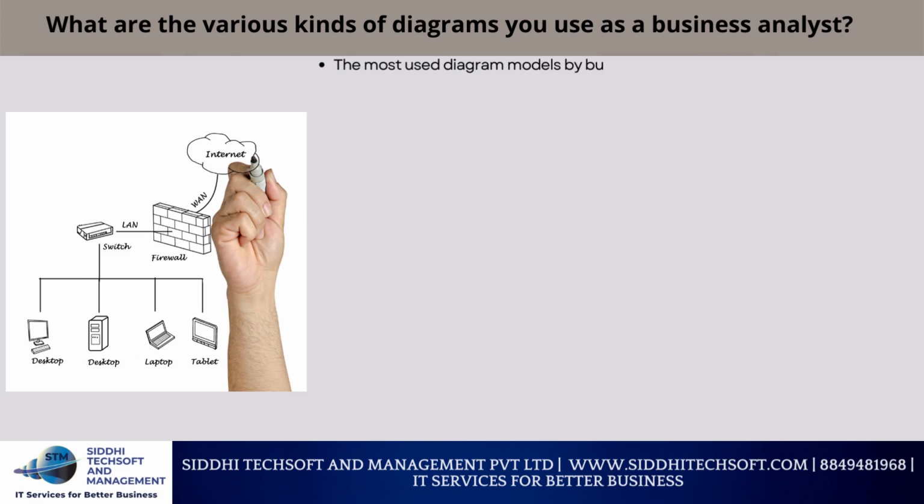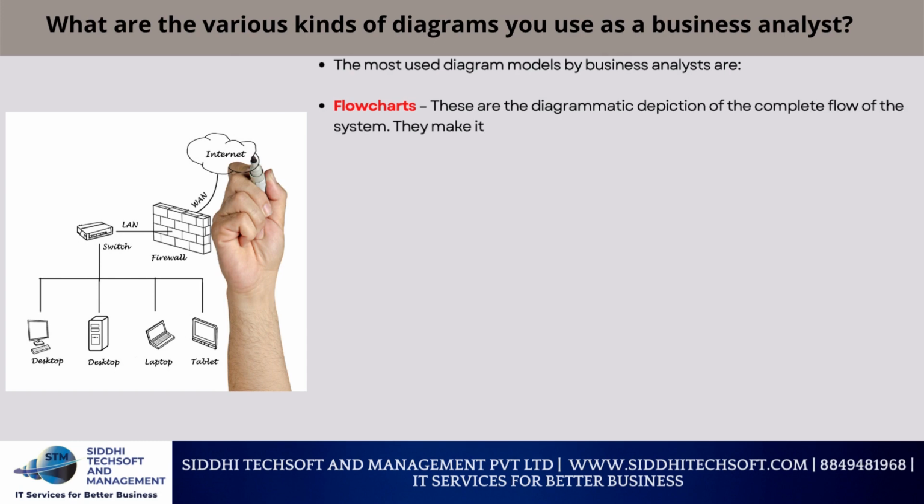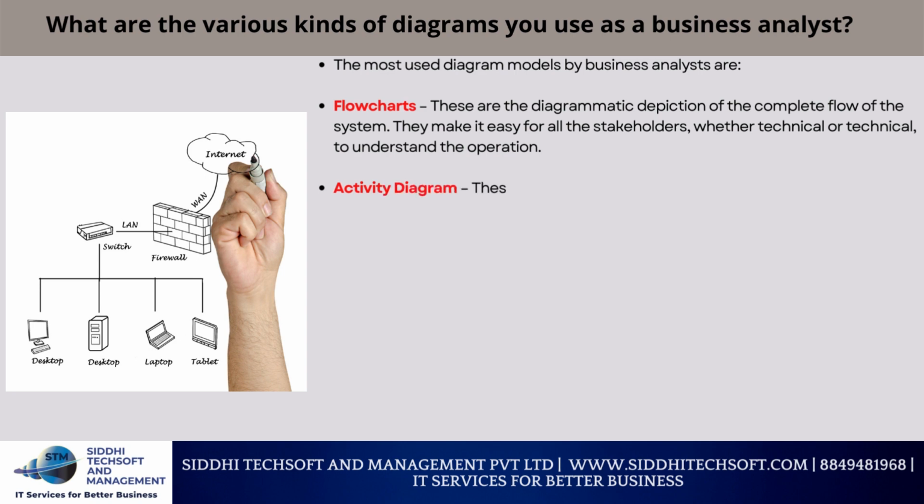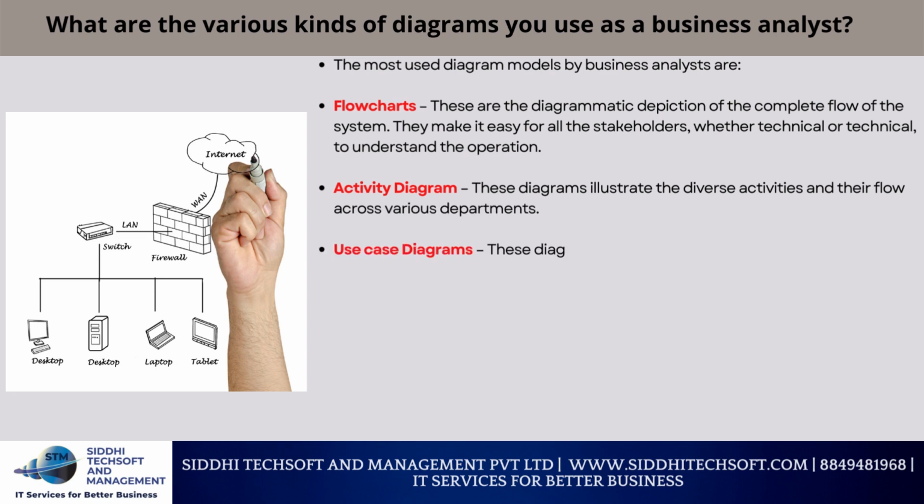What are the various kinds of diagrams you use as a business analyst? The most used diagram models by business analysts are flowcharts. These are the diagrammatic depiction of the complete flow of the system. They make it easy for all the stakeholders, whether technical or non-technical, to understand the operation. Activity diagram. These diagrams illustrate the diverse activities and their flow across various departments.